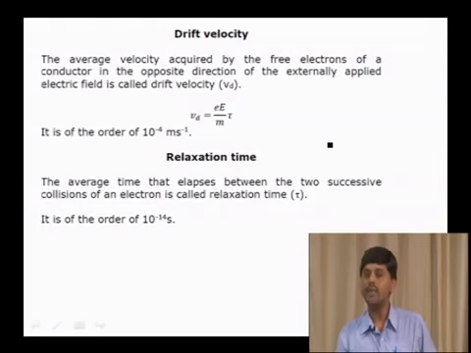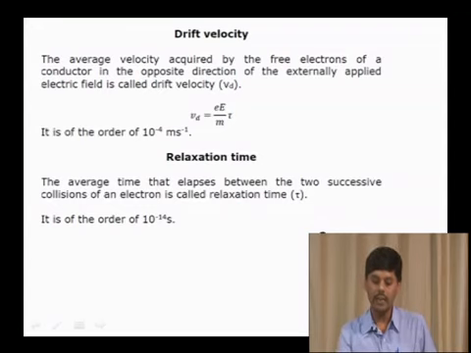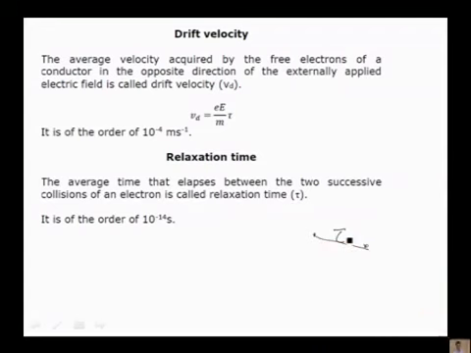Then we know, what is the relaxation time? The average time that elapses between two successive collisions of the electron is called the relaxation time. It means the time interval between one collision and the next is equal to the relaxation time τ. It is of the order of 10 raised to minus 14 second.